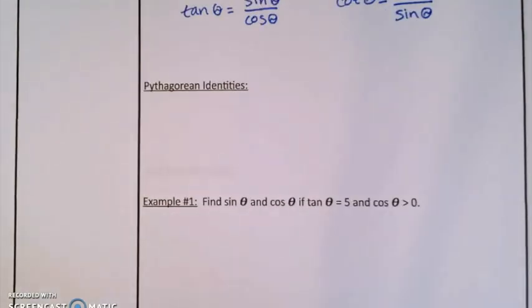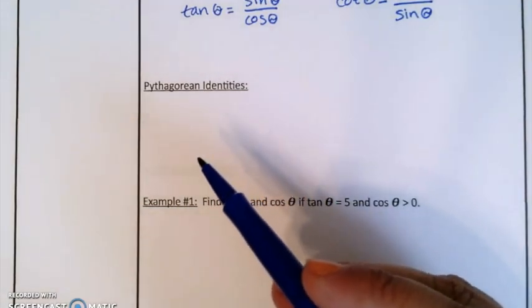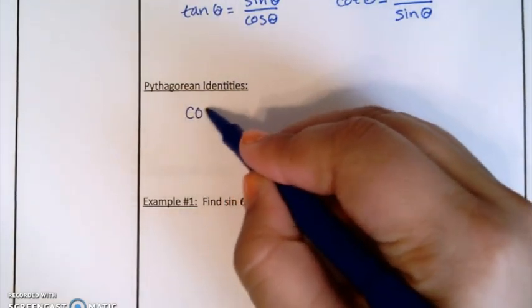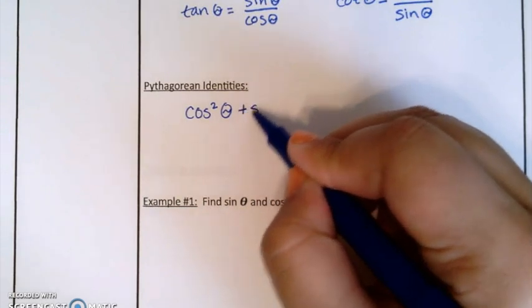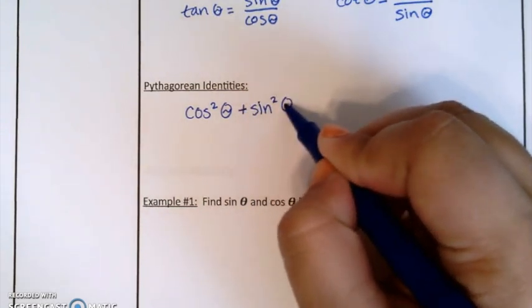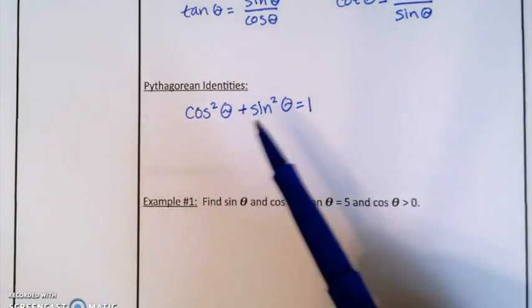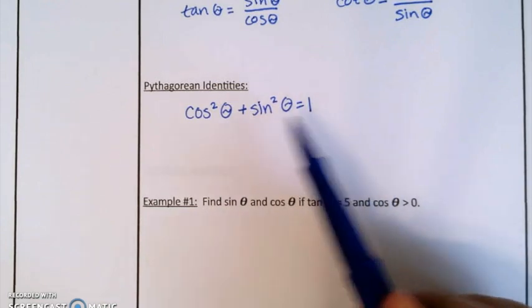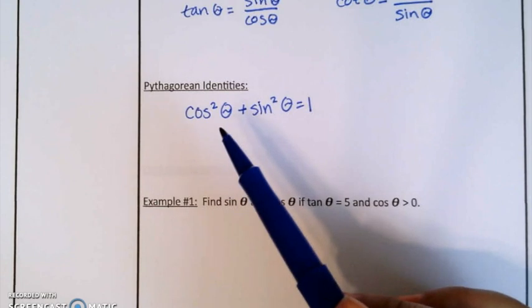All right, the next set of identities that we'll talk about are the Pythagorean identities. Now this is where the most complicated identities come from. We start with the idea that cosine squared of theta plus sine squared of theta equals 1. Now this comes directly from the unit circle. If you think back, our radius was always 1, and sine and cosine were essentially our x and y values.